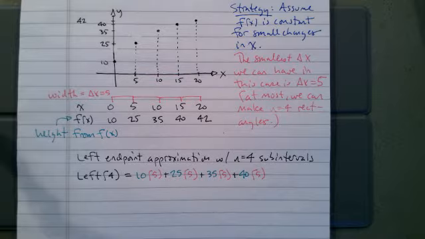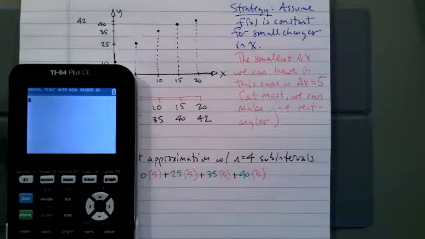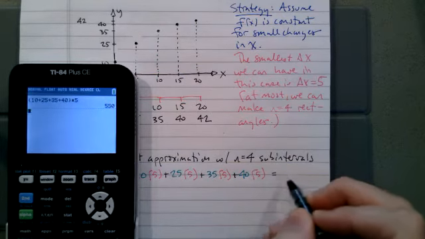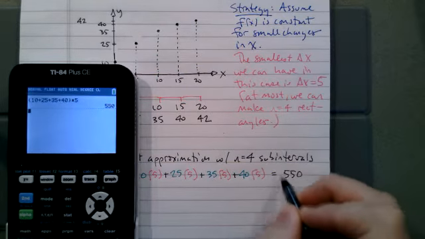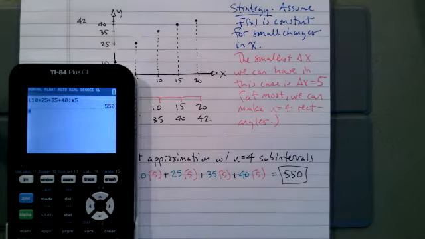So if we calculate this, I'm going to factor out the 5 and just go 10 plus 25 plus 35 plus the 40, times 5. Our total is 550. So one approximation, the left endpoint approximation, is 550.